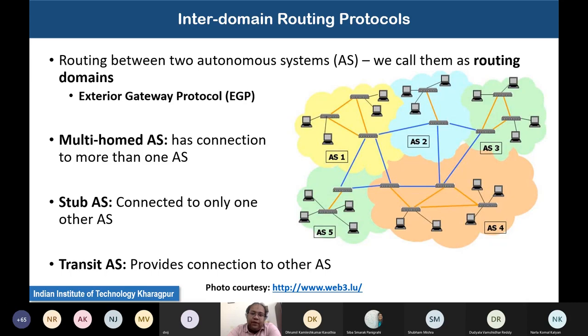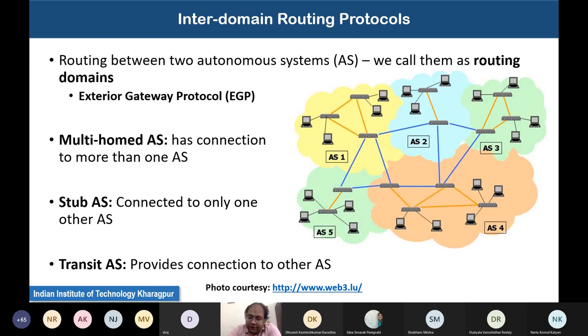Now, routing between two autonomous systems, we call them the routing domains. Typically, these autonomous systems use a pre-configured routing protocol, depending on the protocol configured by the network administrator of that particular autonomous system. That's why, from the routing perspective, we also call an autonomous system a routing domain. The routing between two autonomous systems, we call the exterior gateway protocol, or the EGP.